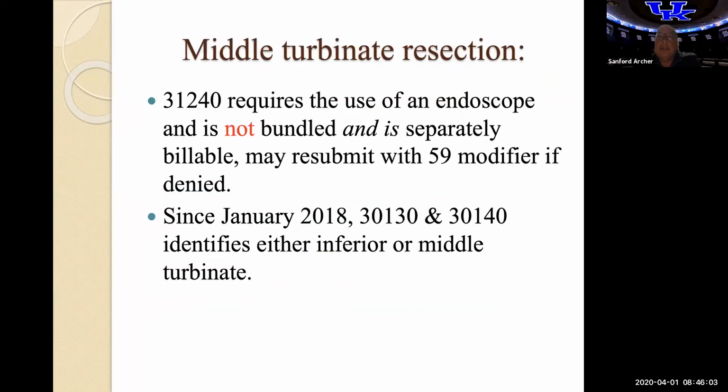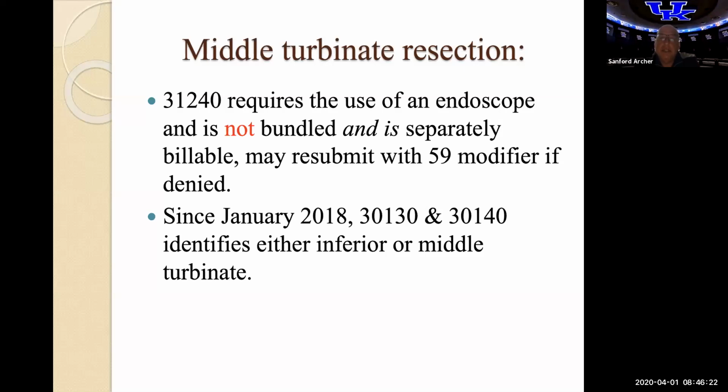Middle turbinate resection, if you're going to be doing middle turbinate resections for concha bullosa, if you use an endoscope, you can bill with the 31240 code. If you do not use an endoscope, you can trim that middle turbinate and that will not be reimbursed as a middle turbinate.